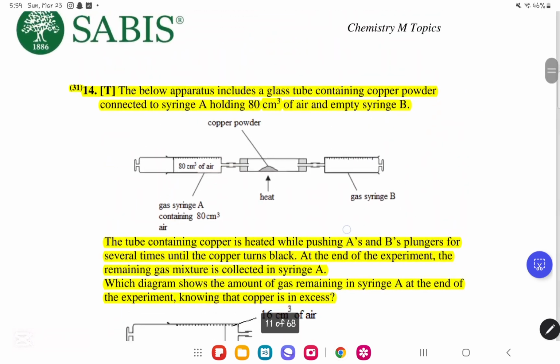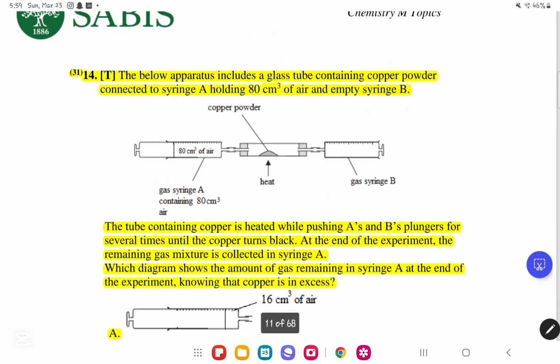Okay, so again, I will just explain quickly. We have a gas, which is air, okay? We have a gas syringe that contains 80 centimeter cubed of air. So it will pass through a copper powder, and we know that the copper will react with oxygen to produce something, which is probably copper oxide.